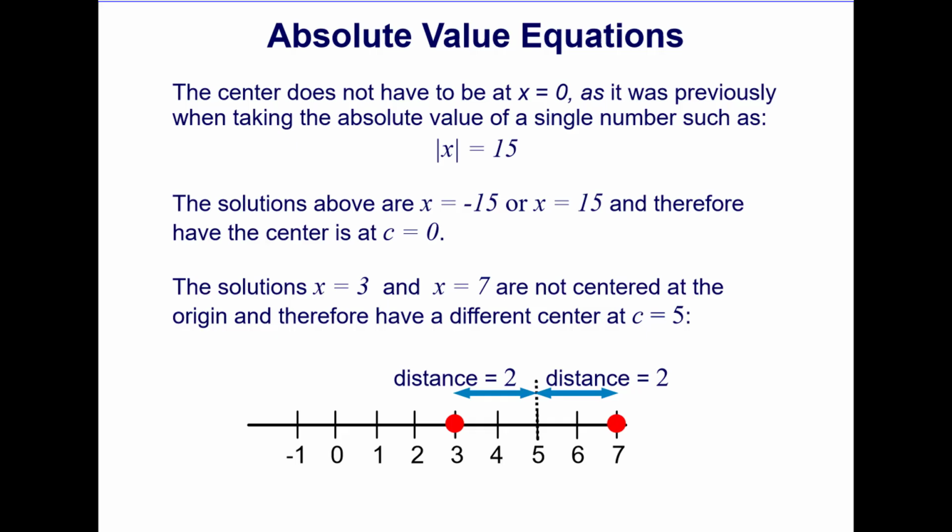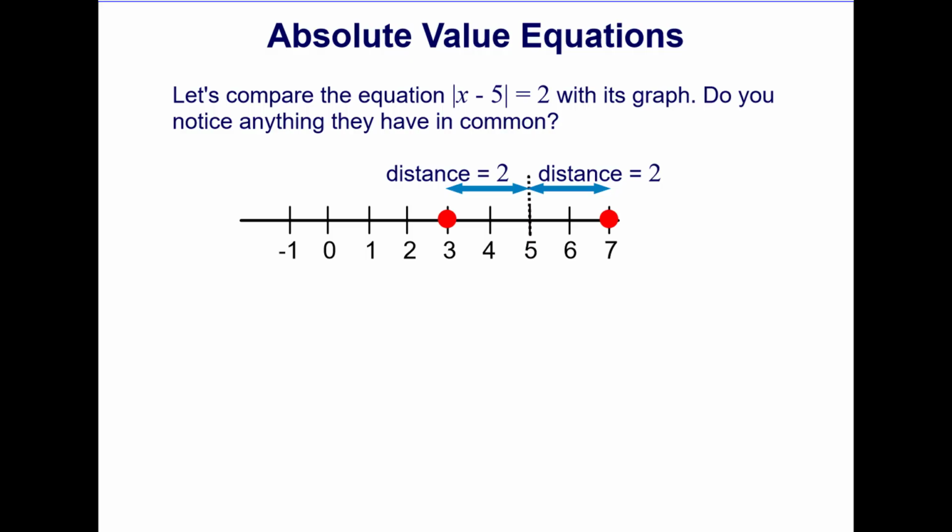The center does not have to be at x equals 0, as it was previously when taking the absolute value of a single number, such as the absolute value of x is equal to 15. The solutions above were x equals negative 15 or x equals positive 15, and therefore have a center at c equals 0. The solutions x equals 3 and x equals 7 are not centered at the origin, therefore they have a different center. In this case, c is equal to 5, as you see on the graph below.